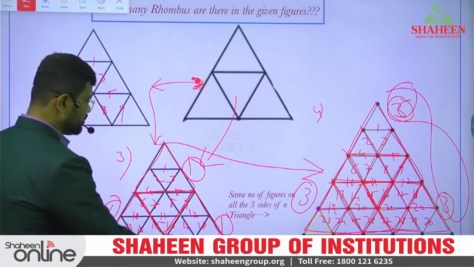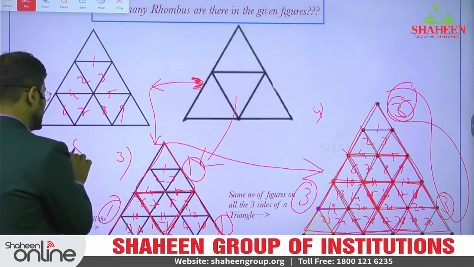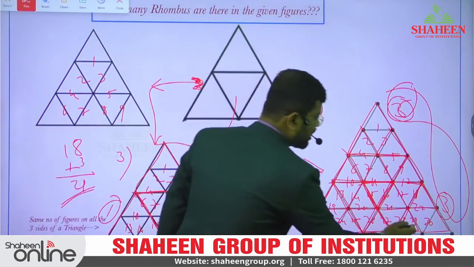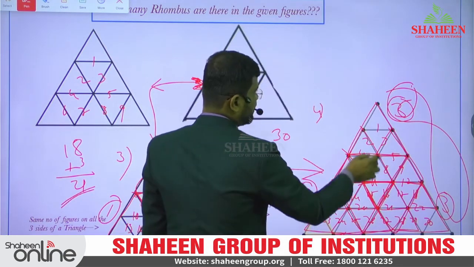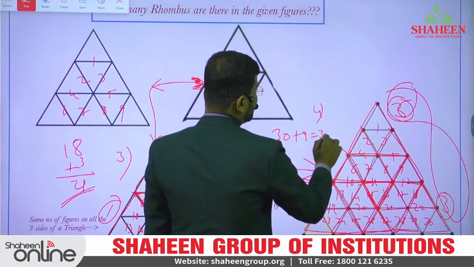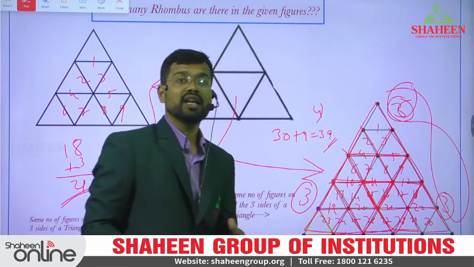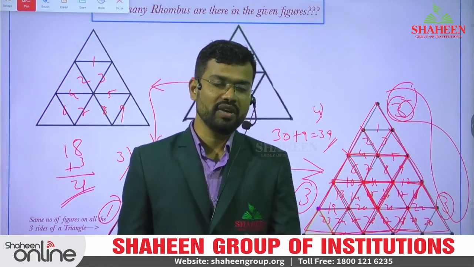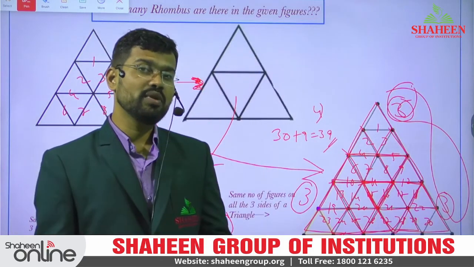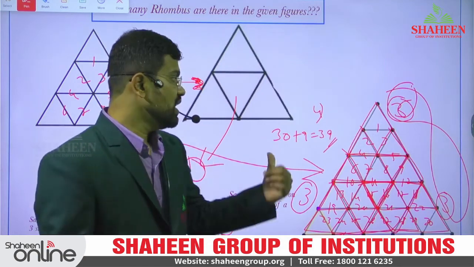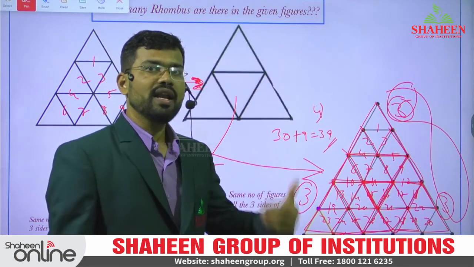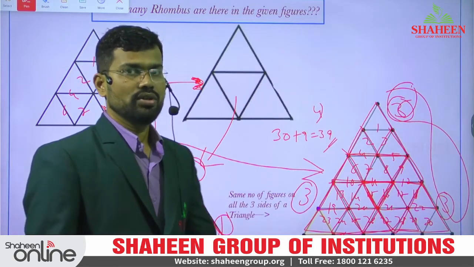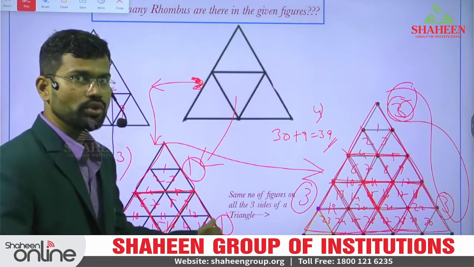Now I need to sit and count here. So here it becomes 18. 18 plus 3, it is nothing but what? 21. Here how many are there? 30. 30 plus 9, it is 39. So there are 39 rhombus in the given figure. Friends, I hope you have enjoyed it, and it becomes very simple and very easy for you to count the number of rhombus. If they ask this type of figure, expand this figure. So just go through it once.